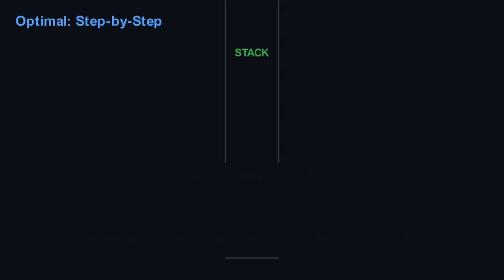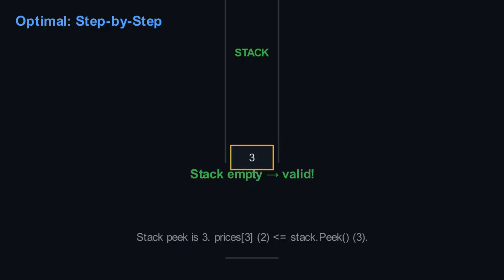Let's trace this with prices 8, 4, 6, 2, 3. We'll iterate from right to left. Starting with 3, the stack is empty. The result at this position is 3. Push 3. Next, 2, the stack has 3. 3 is greater than 2, so pop 3. The stack is empty. The result is 2.